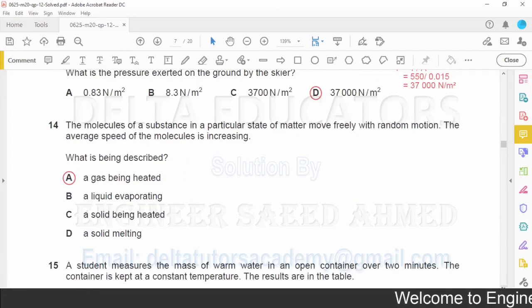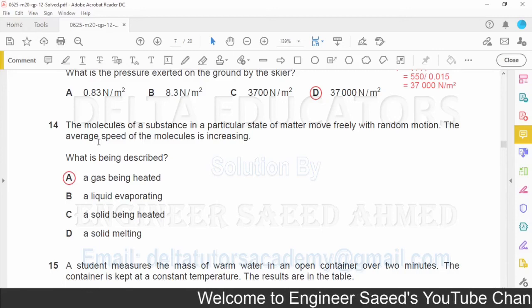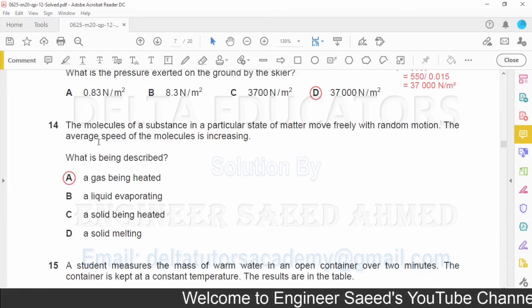Question number 14. The molecules of a substance in a particular state of matter move freely with random motion. Molecules move freely with random motion. It is a property of a gas, which means here we are talking about a gas. The average speed of the molecule is increasing. What is being described? Average speed is increasing means kinetic energy of the molecule is increasing, and kinetic energy of the molecule increasing means temperature is increasing, and temperature is increasing means the gas is being heated.